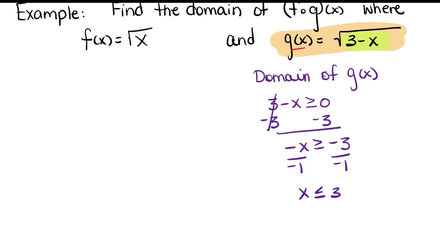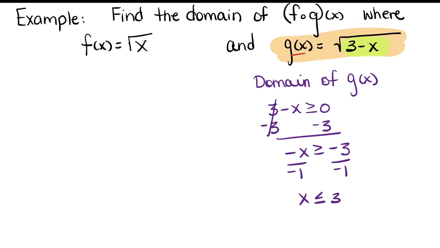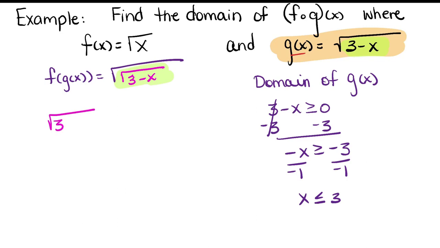Now, for the f of x, we need to think of this in terms of f of g of x, which would be the square root of x, and the x is the square root of 3 minus x. And so what that means is the interior here has to be greater than or equal to 0.